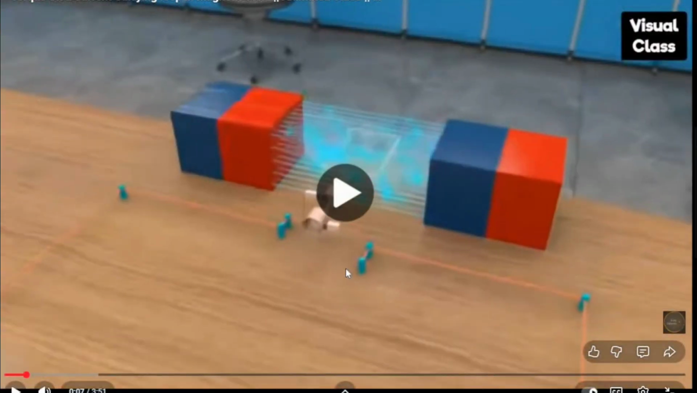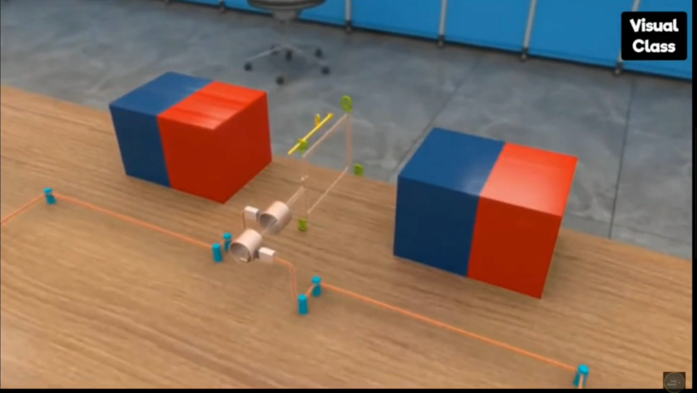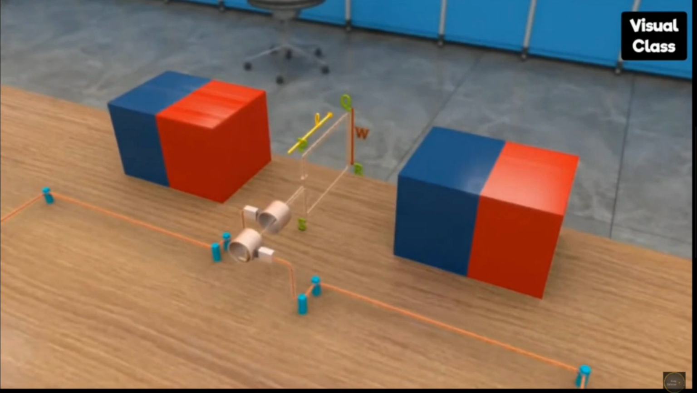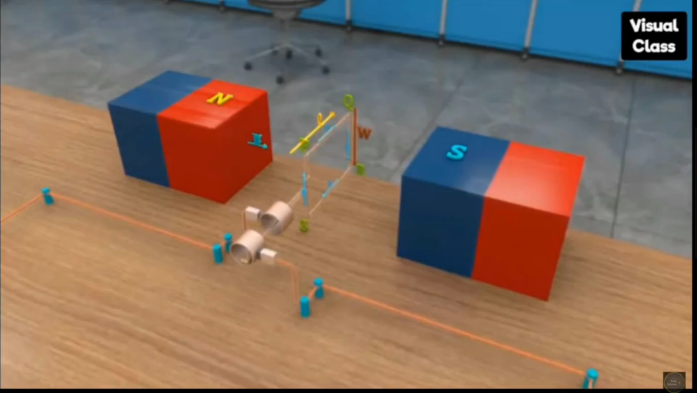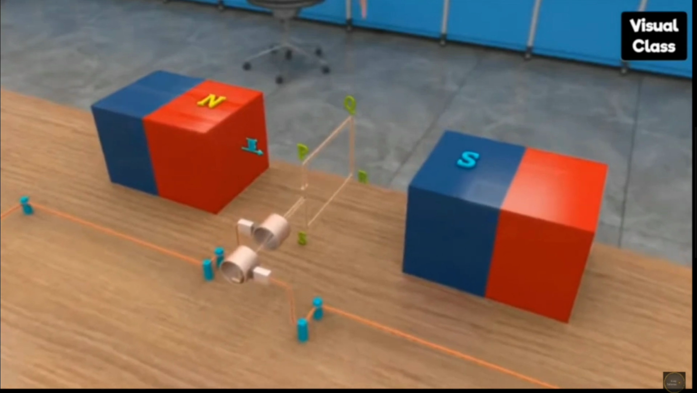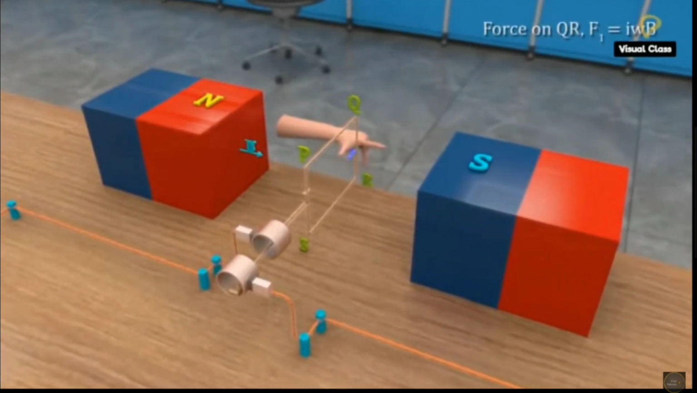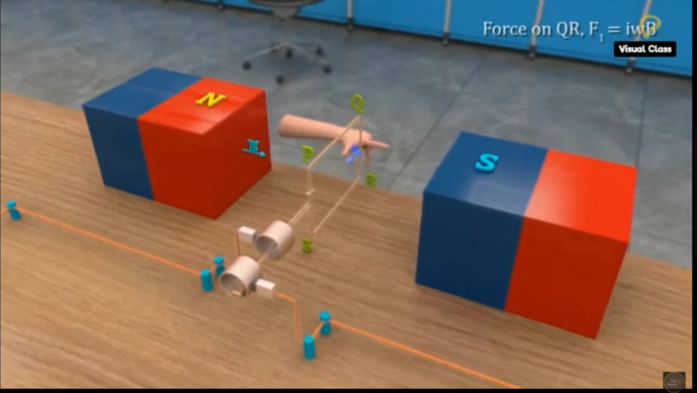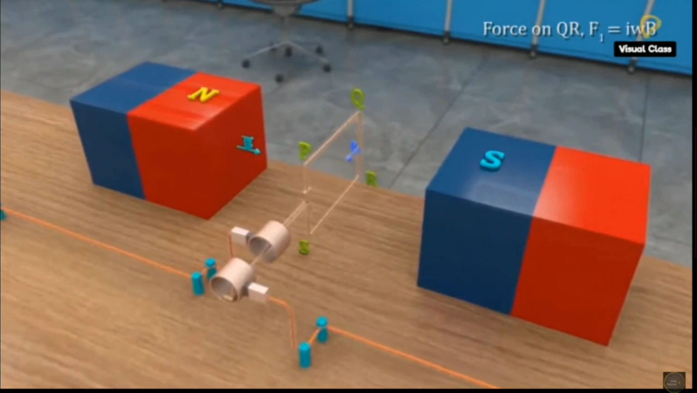Just see this rectangular loop PQRS of length L and width W, suspended perpendicular to a uniform magnetic field B bar. Current I flows in the coil in the direction PQRS. On applying Fleming's left-hand rule on side QR, the magnetic force F1 equal to IWB turns out to be perpendicular to QR and to the magnetic field.